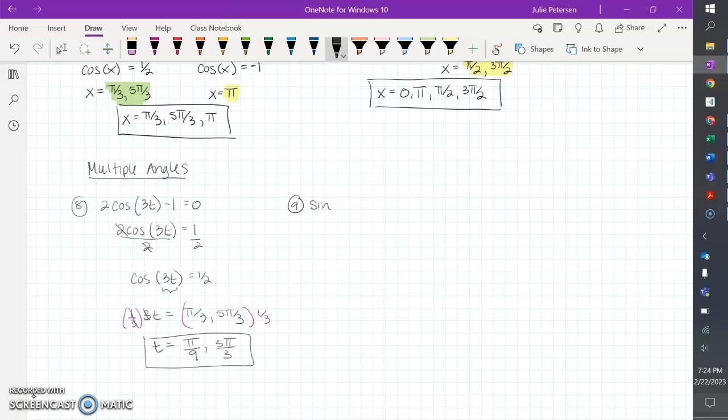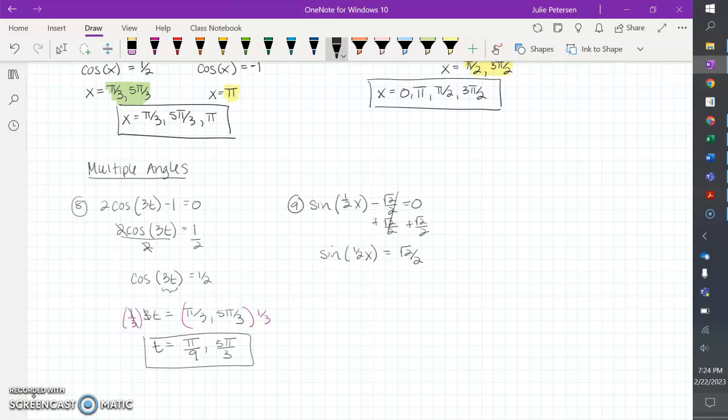So let's look at another example. And let's say we have sine of, and instead of a whole number, let's say we had a fraction, 1/2 x minus root 2 over 2 equals 0. So we're going to do the same thing. We're going to isolate the trig ratio here, so the sine of 1/2 x. So I'm just going to go ahead and add the root 2 over 2 over. And so we have sine of 1/2 x equals root 2 over 2.